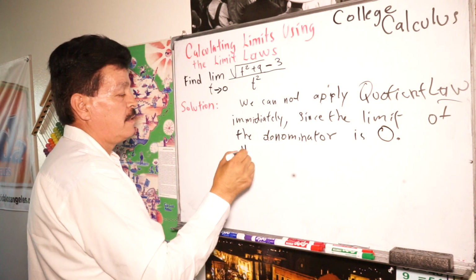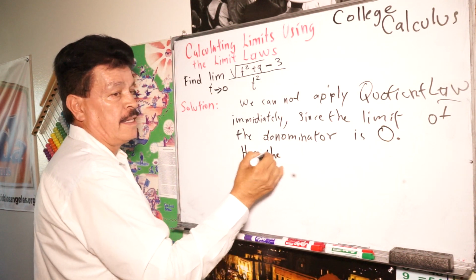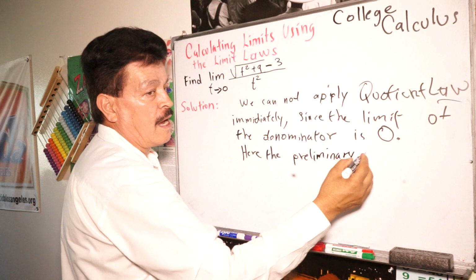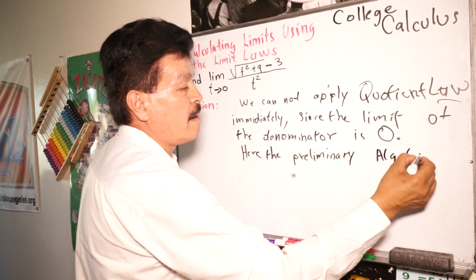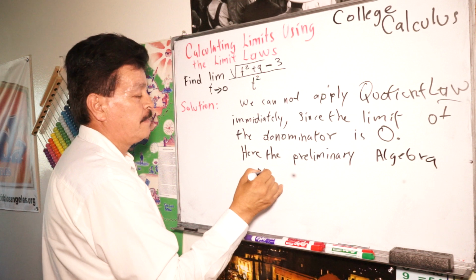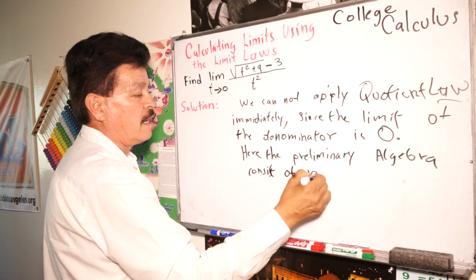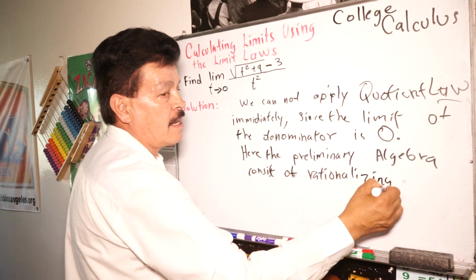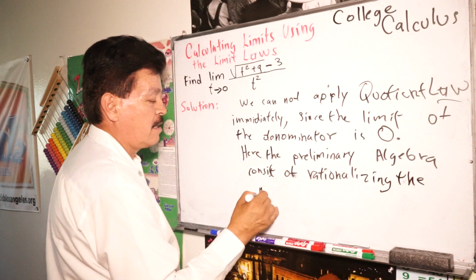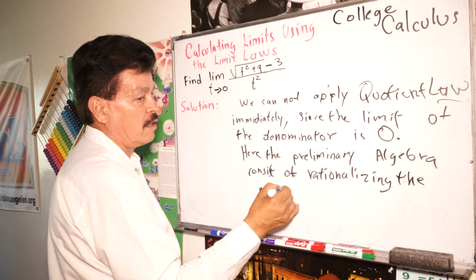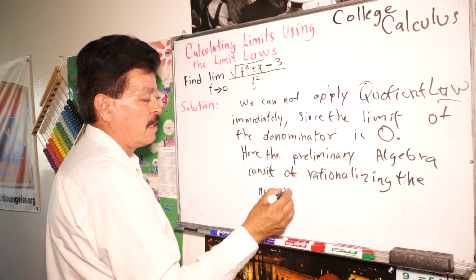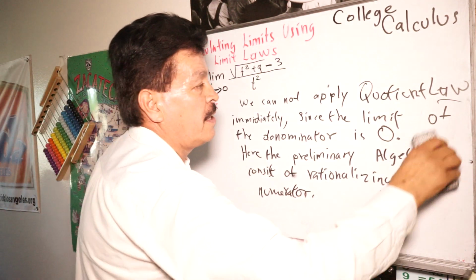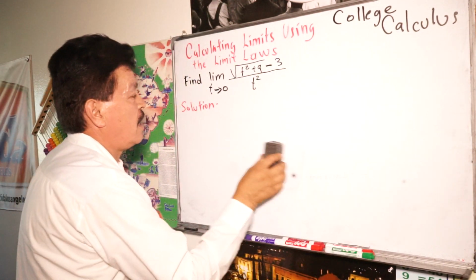So here, the preliminary algebra consists of rationalizing the numerator. All right, so then let's do it. Let's start the whole process here.